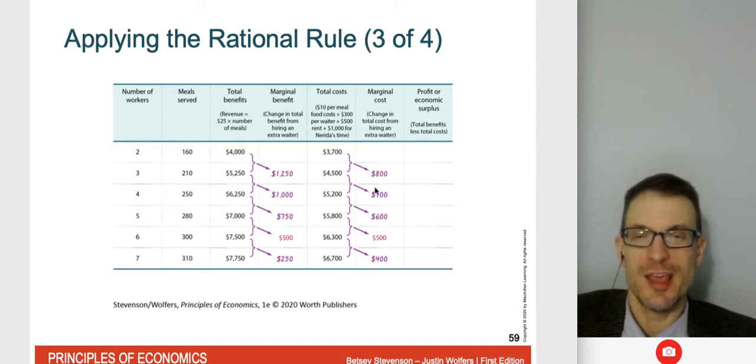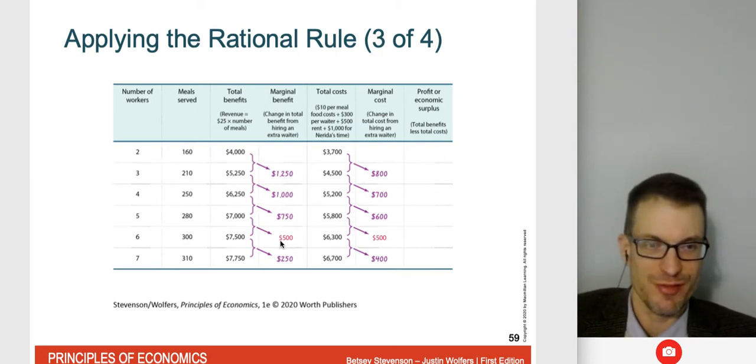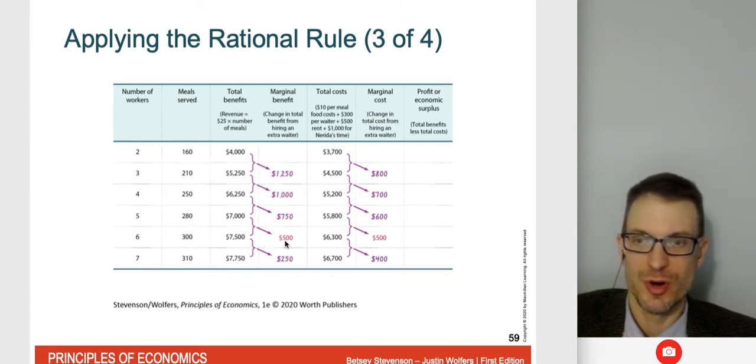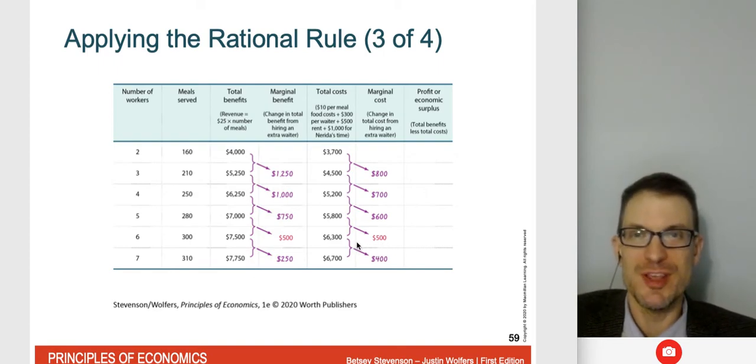And so you do that calculation, and we've got these values right here. What the rational rule is going to tell us to do is keep producing up to the point where the marginal benefit equals the marginal cost. That happens right here at 500. When I have 6 workers, the marginal benefit of the 6th worker was 500, and the marginal cost of the 6th worker was 500. Marginal benefit equals marginal cost. That's going to maximize total profit. That's going to maximize total economic surplus.